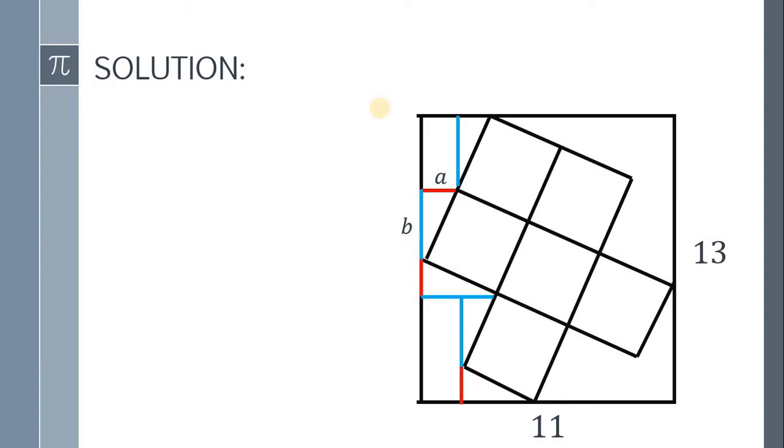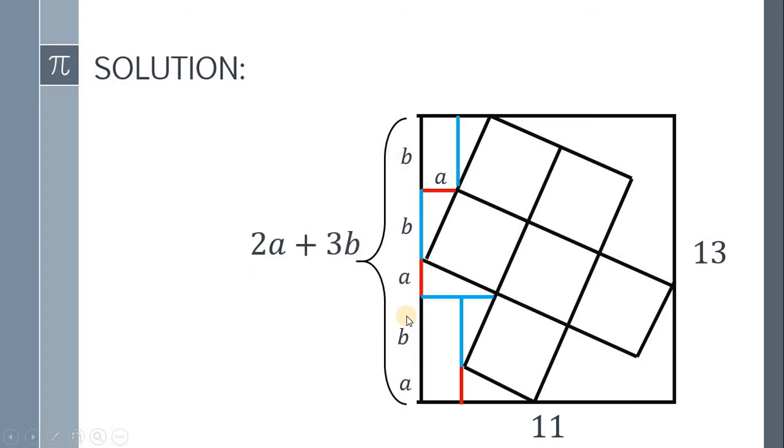At this point, all sides opposite of the blue line are equal to B, like this. And we have B on the bottom part. And we have a side length A opposite of the red side. So we have this A and this one is also A. In total, this side is equivalent to 2A plus 3B.